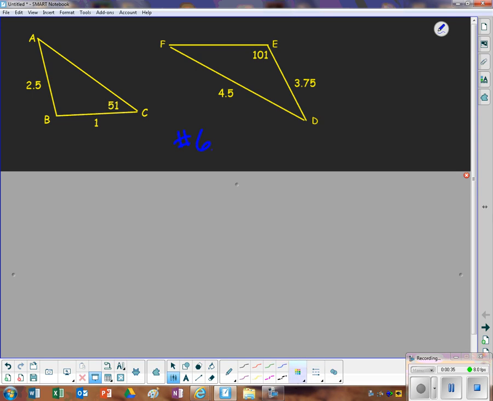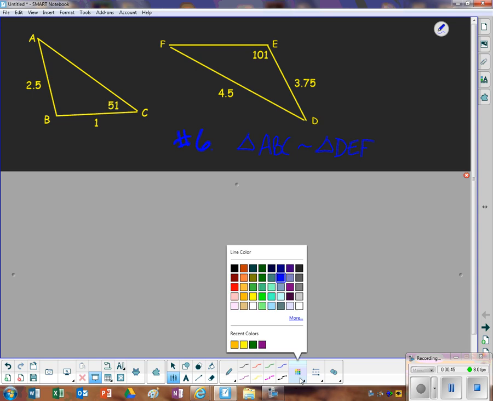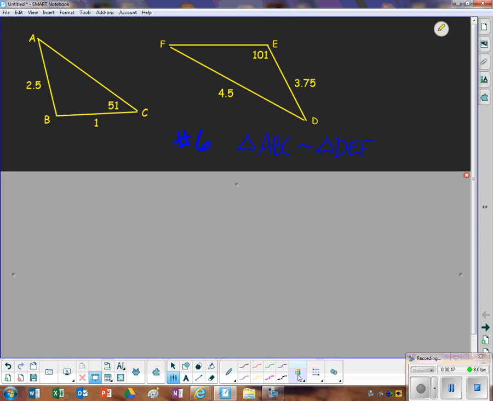In this question number 6, we were told that triangle ABC is similar to triangle DEF. I'm going to use this example, which asked us to find these missing sides, the x and y. I'm going to use that example to teach you that concept.